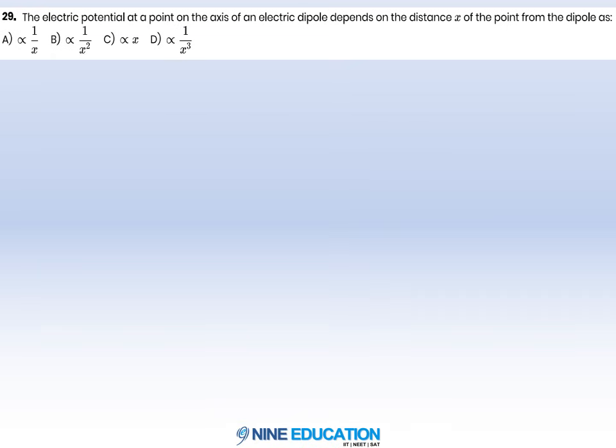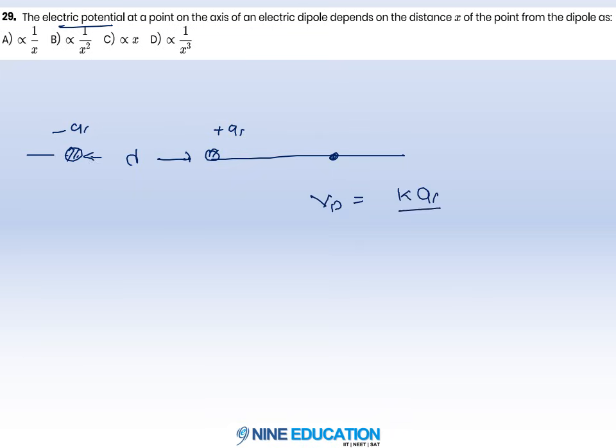So in this question, what they are asking is the electric potential at any point on the axis of a dipole. So you must know that a dipole is a combination of two equal and opposite charges separated by a small distance d. So all those points which are on the axis are axial points, and on axial points the potential is kq by r cube if r is the distance from the center, or here they used x, so we can say, sorry, this is not cube, this is r square. So option B is correct.